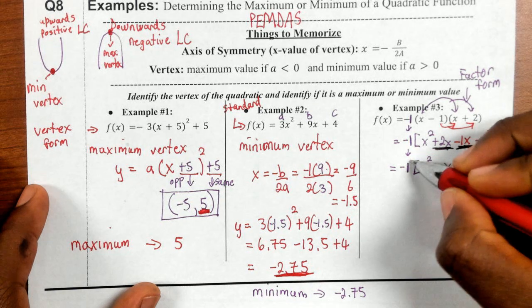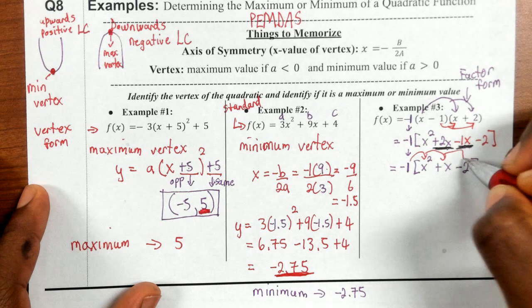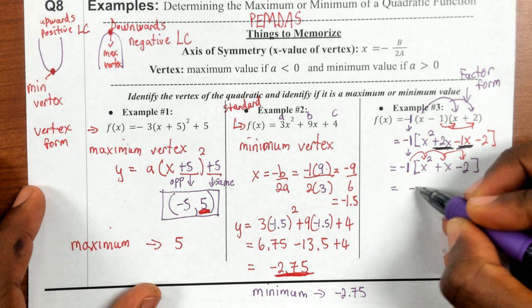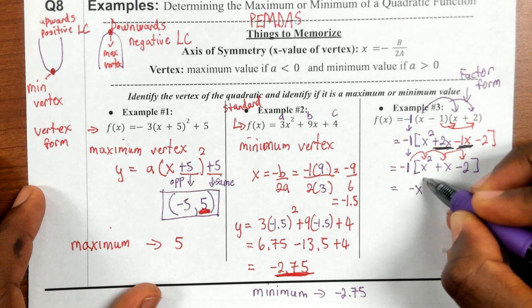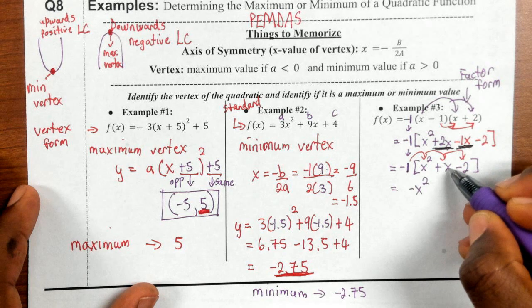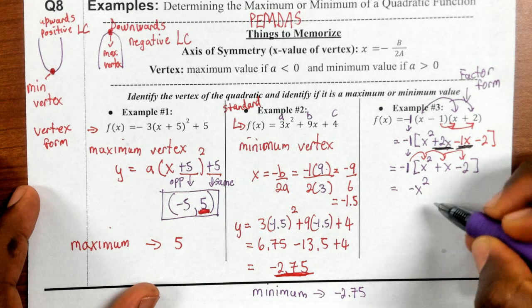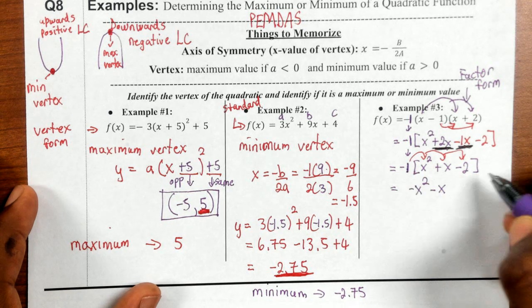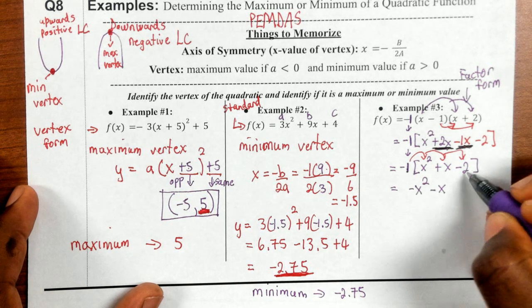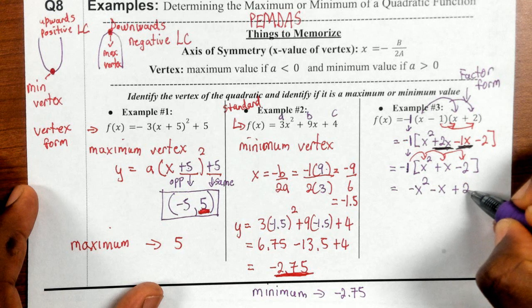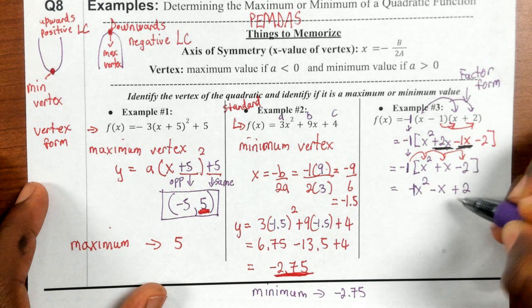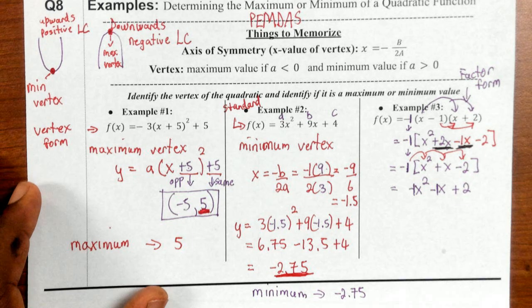Now I can distribute the -1 that's in front. So -1 times x squared is -1x squared, or -x squared. -1 times positive x will give me negative 1x, or negative x. Negative 1 times negative 2, a negative times a negative, gives me a positive 2. And again, guys, in front of here is a negative 1. In front of here is also a negative 1.